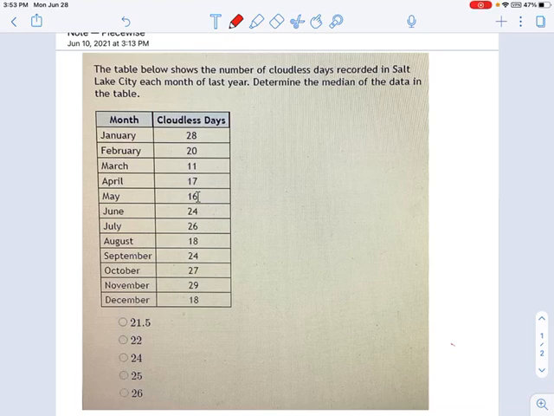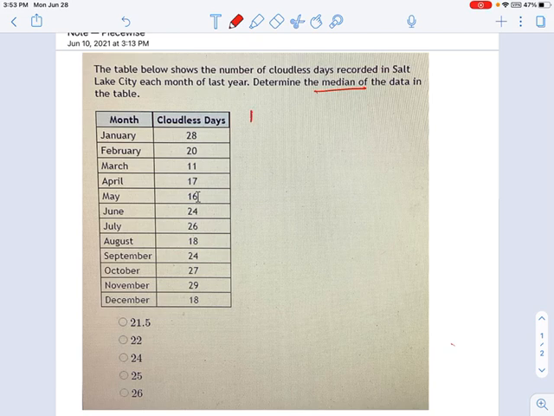So in this example, we're shown a table, and the columns of the table show you months on the left and cloudless days on the right, and we're asked to determine the median of the data in the table. And let's just review real quick what mean and median are and why they're different.